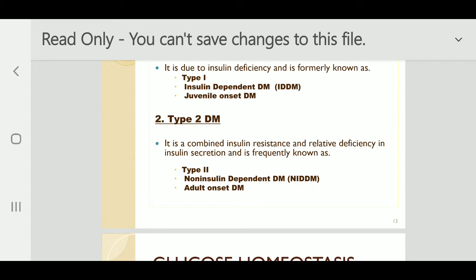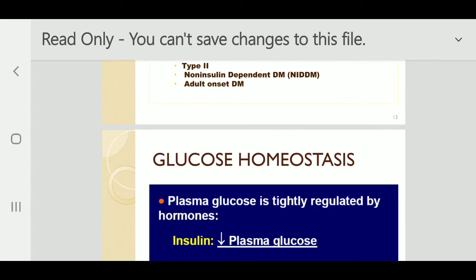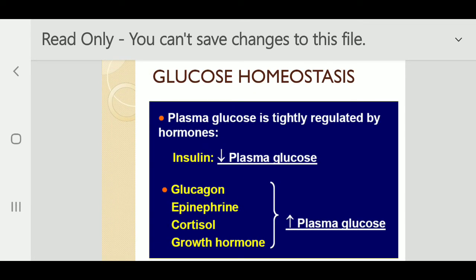Hence, it is known as type 2 diabetes mellitus, also known as non-insulin dependent diabetes mellitus, NIDDM. Type 1 is more common in children, hence also at times known as juvenile onset diabetes mellitus. And type 2 is more common in adults and also known as adult onset diabetes mellitus. Before we proceed, it is very important that you understand the glucose homeostasis.